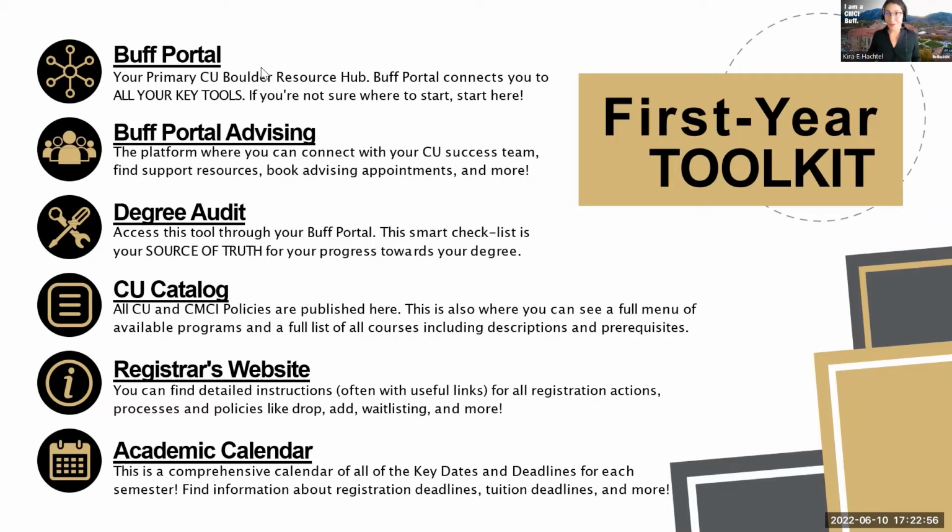The first tool for you to be aware of is your Buff portal. Your Buff portal is your primary CU Boulder resource hub. This is a place where the university has collected a lot of the different tools and resources and information that you might need as a student. You can find class schedule information, GPA information, scholarships, financial aid, course materials, and books. Lots of things have been collected here. So when you're looking for information about something that you might need, start with your Buff portal. You can use the menu on the side or also the search bar to look for those resources.